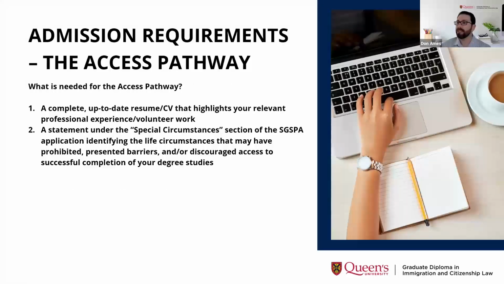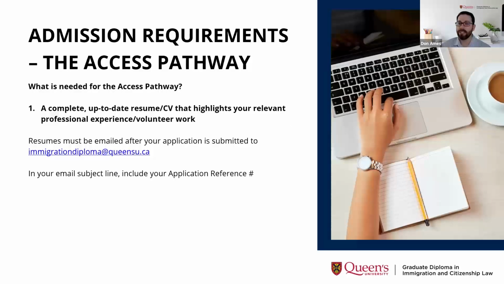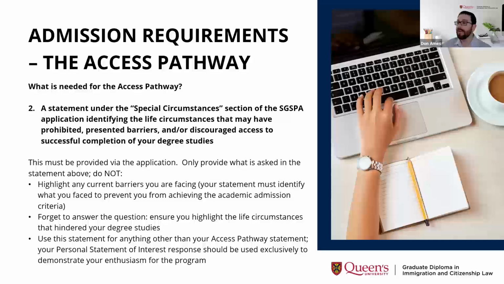Access pathway candidates must submit a full, complete, and up-to-date resume or CV via email after the application. You should include your application reference number, and then you must provide that special circumstances statement. It will be built into the application under the special circumstances section, and you have to answer the question as to what were those barriers, the circumstances, the life changes faced during your undergraduate study.